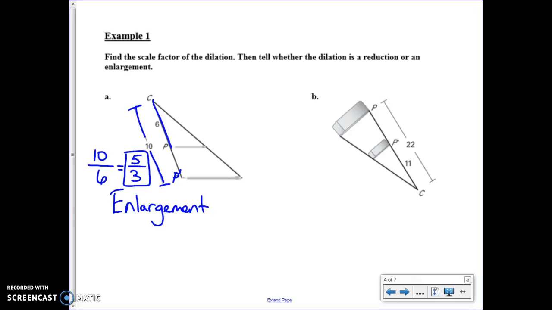Now over here on part B, our image is right here, C to P prime, that's 11, over our pre-image where we started, which is right here, 22. 11 over 22 reduces to 1/2. That's between 0 and 1, so that's a reduction.